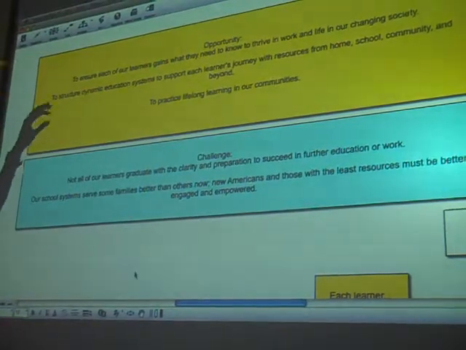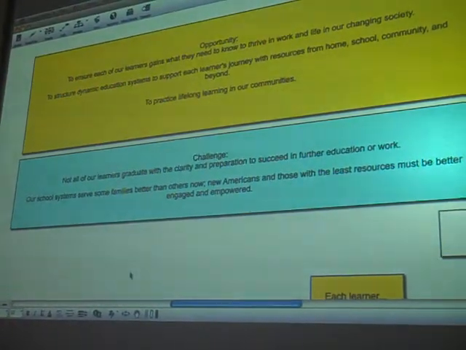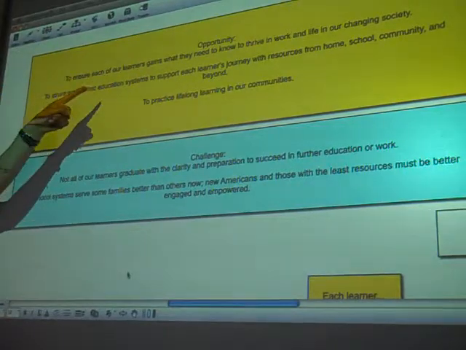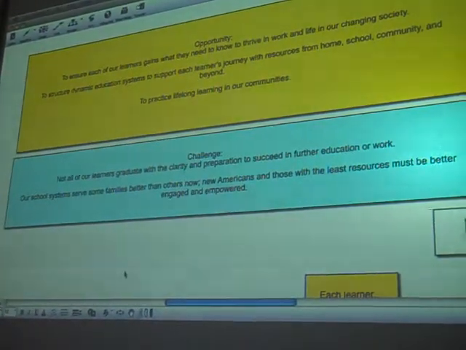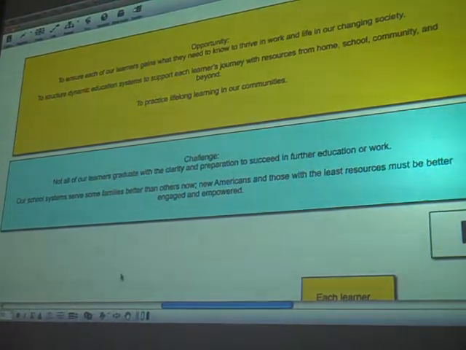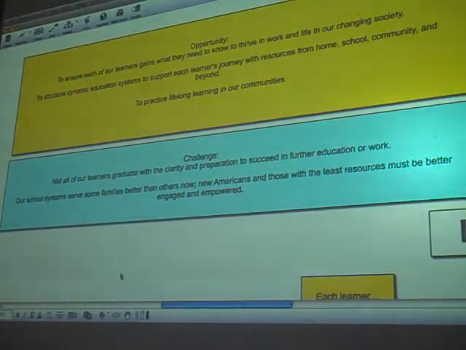So I think the key ideas from this, and you guys can wordsmith it any way you want, is that it's each of our learners, and they're going to thrive in work and life, and that the playing field changes. The language that you're using now, is this your language that you've synthesized?